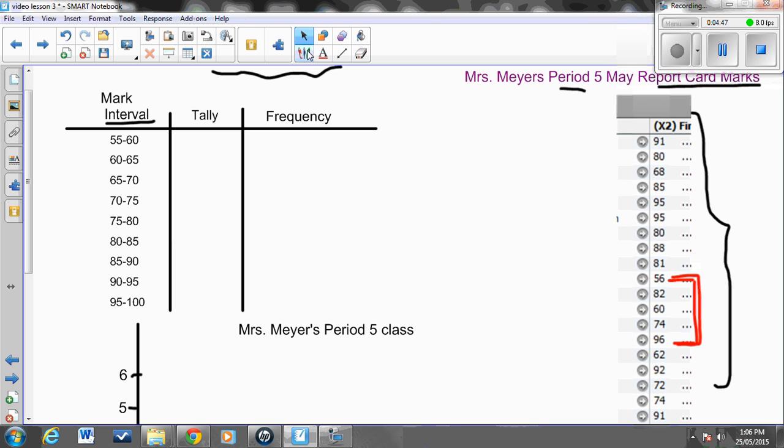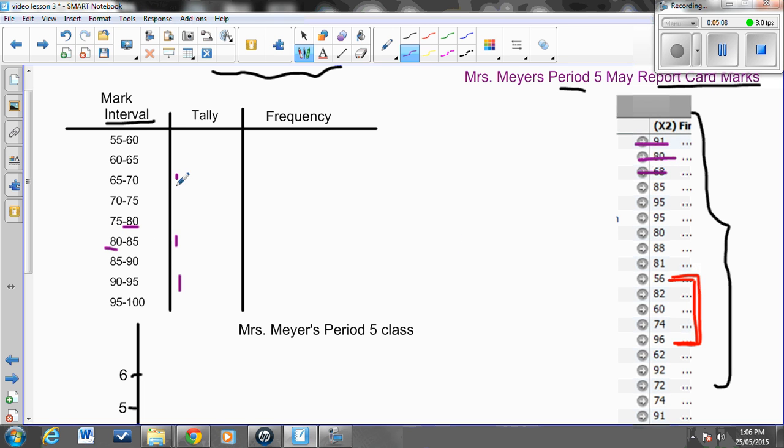Now I have to tally up how many students fall within each of these intervals. So the easiest way is to just do it one at a time. So 91, that student falls in the 90 to 95 range. 80, well, that's right on an interval, and again we said if it falls on an interval, put it on the higher one. So 80 would go with 80 to 85.